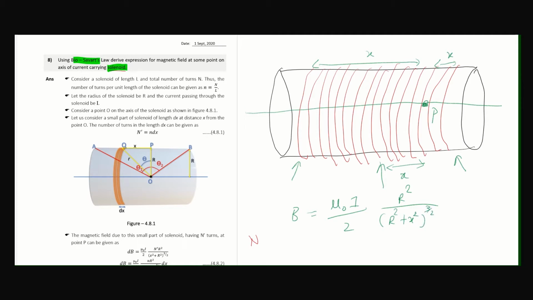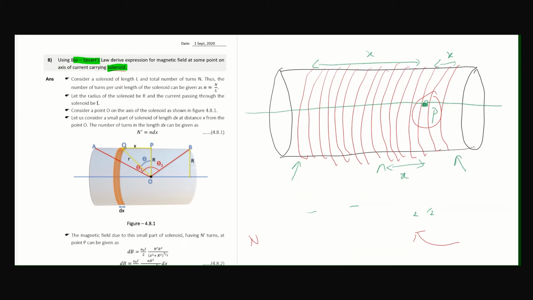The problem is that the x value is changing because the distance of point P is changing from different turns of the solenoid, and then we cannot use this formula directly. So there must be some other way around it, because ultimately a solenoid is a collection of so many rings, so we should be able to use this formula. But apparently this one quantity x, which is the distance of point P from the center of the ring, is changing for different rings, and so we have to find some solution to this problem. So what to do?